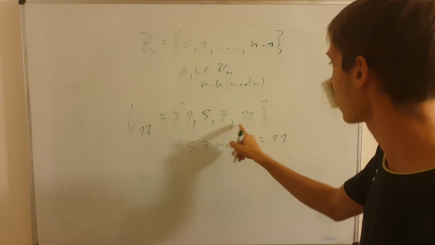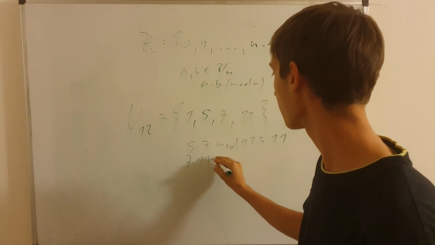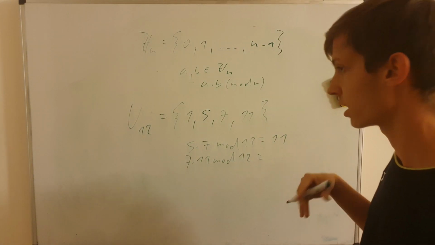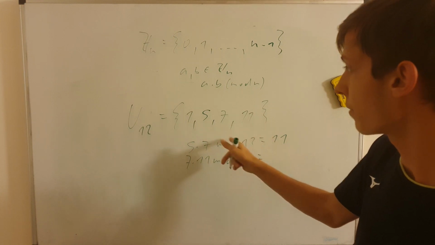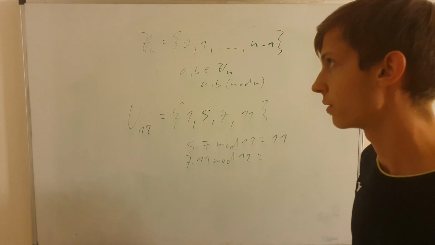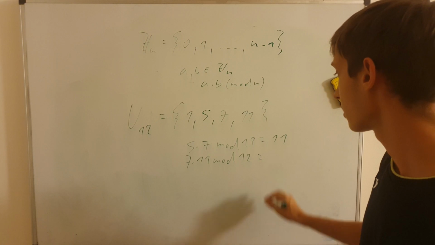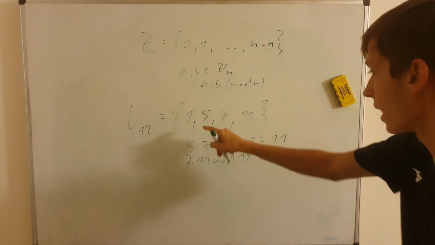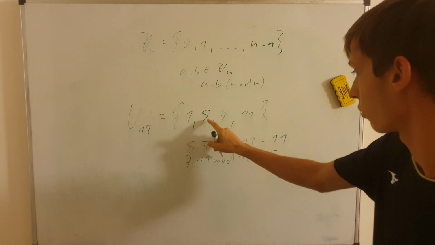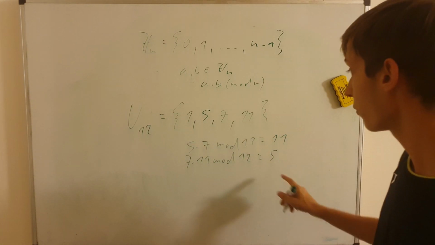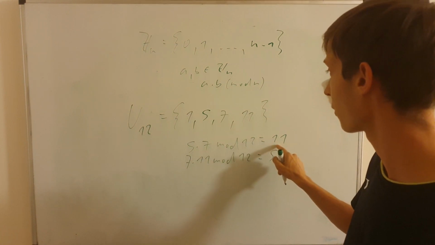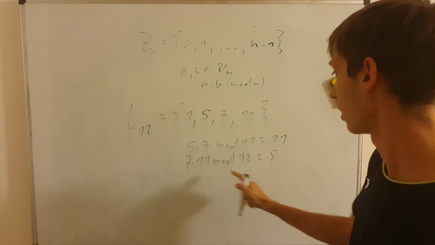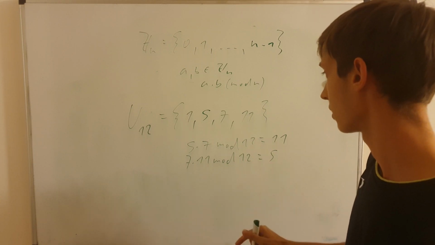Or we can take 7 times 11. I'm just taking a random one just to show that whichever ones we take, it will satisfy what it should satisfy. 77 divided by 12, that will be 6, and then the remainder will be 5. So 11 belongs back, 5 belongs back. In both cases, the result is again one of the elements of the group.